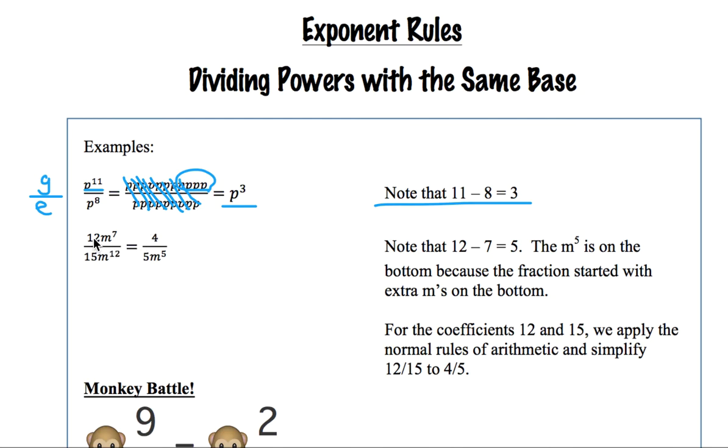All right, this next example, we have 12m to the 7th over 15m to the 12th power. Now, the key for this is to remember that for the coefficients, the regular numbers, we apply the regular rules of arithmetic. So if you saw 12 over 15 and were asked to simplify that, you would divide them both by 3 and get 4/5, right? So we get 4/5, and now we're going to do the monkey battle. And here, there's 12 evil monkeys battling 7 good monkeys. So the evil monkeys are going to win. 12 minus 7 is 5, and the 5 survivors of this battle are evil monkeys, so they're on the bottom.